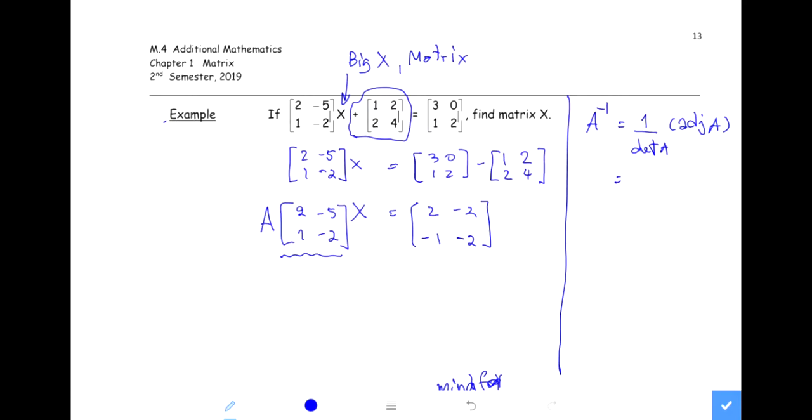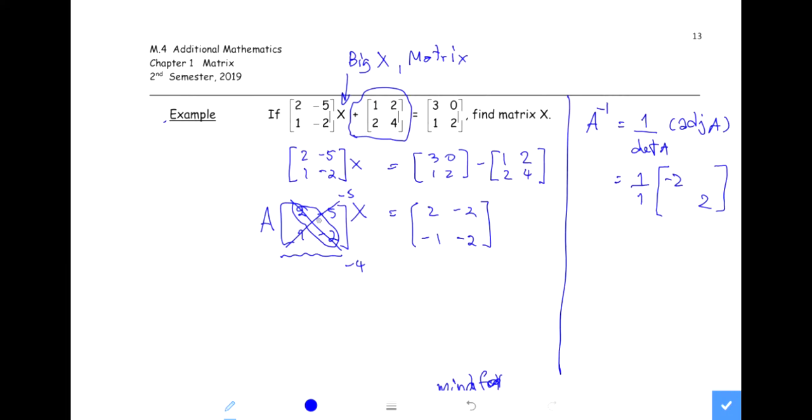So if I want to find this det, cross down is -4, cross up is -5. So I do down minus up. I get -4 minus -5, which is just 1. And to get adjoint A, you have to swap the two members along the diagonal. There's 2 and there's -2, so we just swap them. -2 comes up there and 2 goes down there.